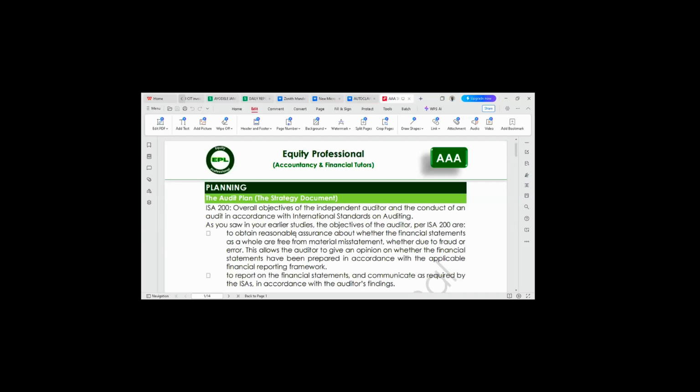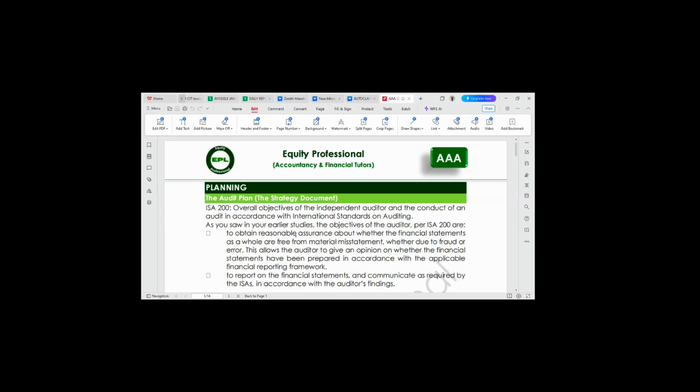Now, this chapter 7, audit planning, the audit plan is talking about what the auditor will do. So the audit plan is essentially focusing on the audit of financial statements. So the overall objective of an independent auditor in the conduct of the audit is in accordance with ISA. That is ISA 200 that talks about the audit plan.